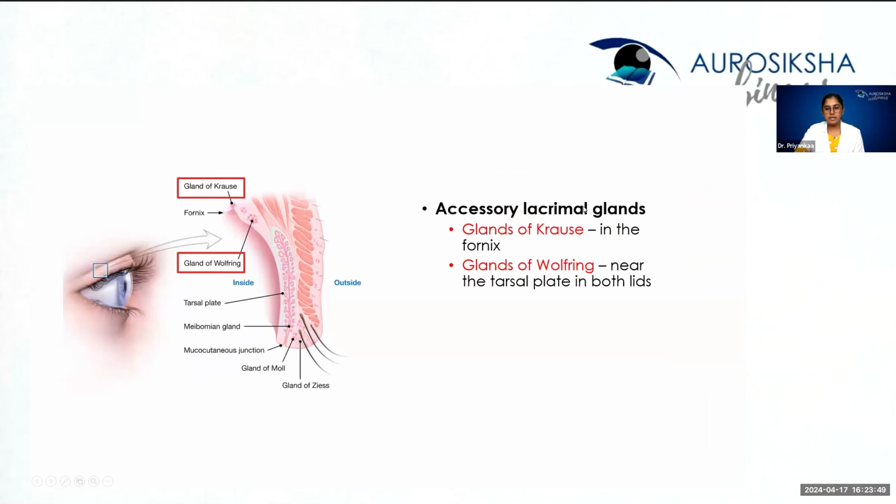Moving on to the accessory lacrimal glands, we have two glands, glands of Krause and glands of Wolfring. As you can see in this image, gland of Krause is situated near the fornix and opens into the fornix. And gland of Wolfring is situated on the inner margin of the eyelid, and it is in close relation with the tarsal plate.